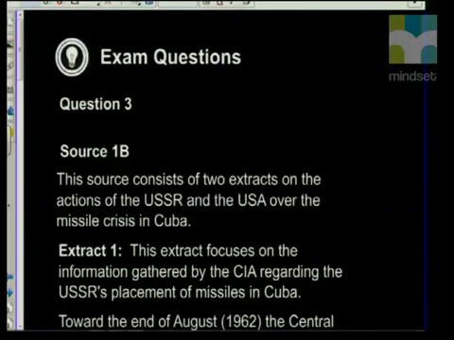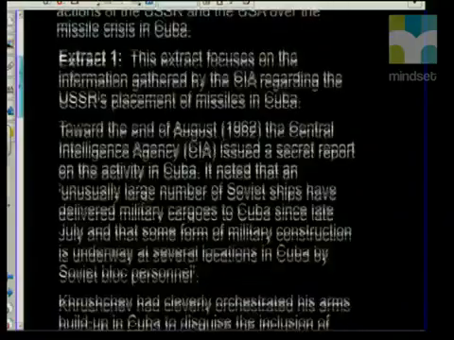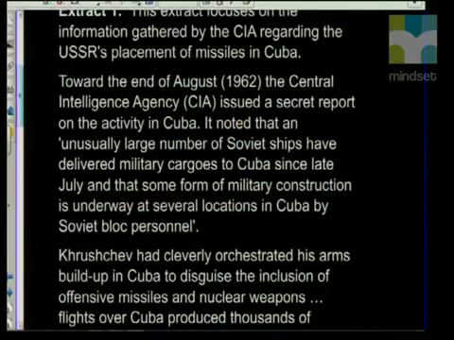And then, if you go and look at the next source, the source consists of two extracts on actions of the USSR and the USA over the missiles in Cuba. Now, we didn't look at this source when we were looking at the short questions, but let's look at the things that might help you understand the role played by the United States. Okay, toward the end of August 1962, the CIA issued a secret report. That is an answer to your question, so you need to use that.